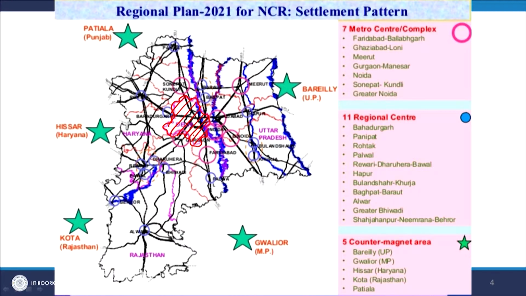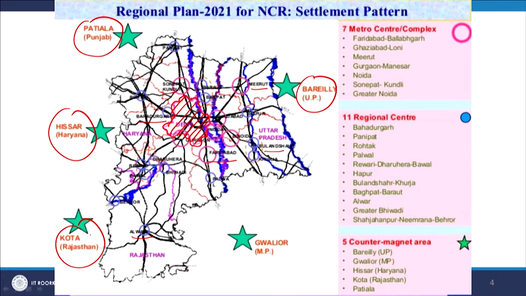and all around Delhi there are various districts, like you can see Meerut, Sonepat, Bahadurgarh, then Faridabad, Alwar and Bulandshahr, all these neighboring areas are there, which are making the national capital region, and it is also connected through various cities around the region, like Bareilly, Patiala, Hisar, Kota and Gwalior. So, a region in this case is a combination of not only a few cities, it is a combination of the parts of various districts.